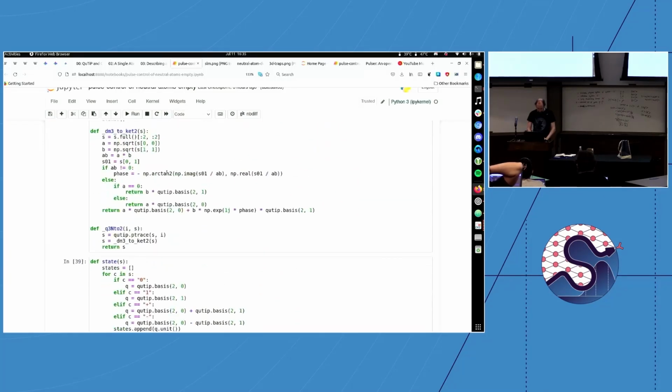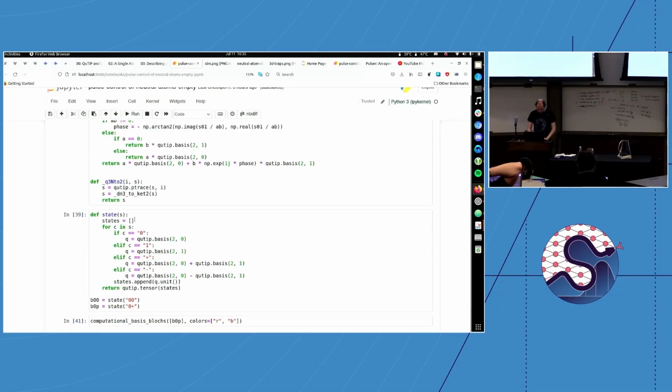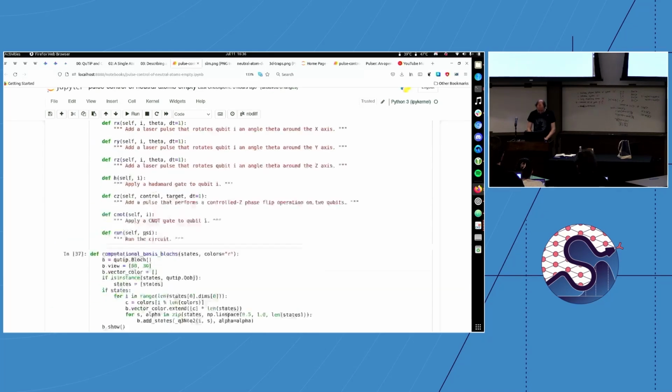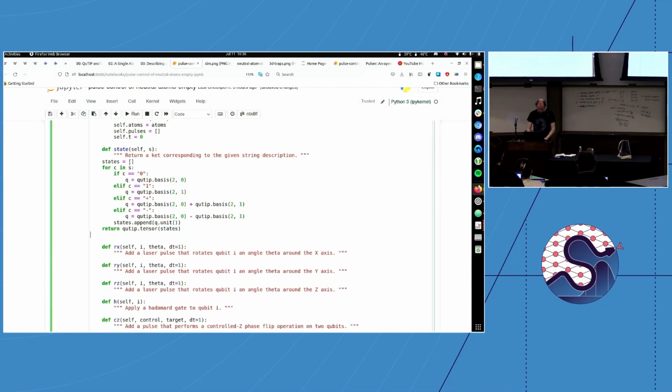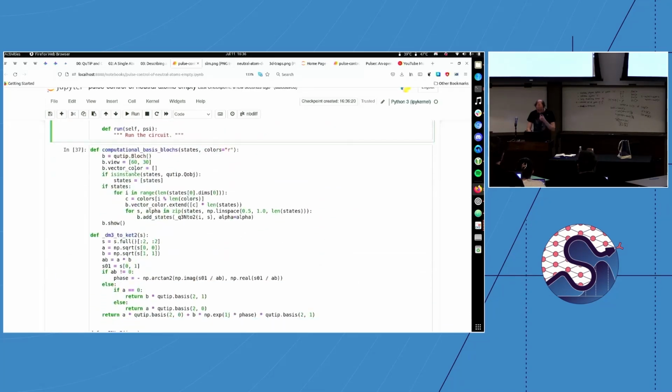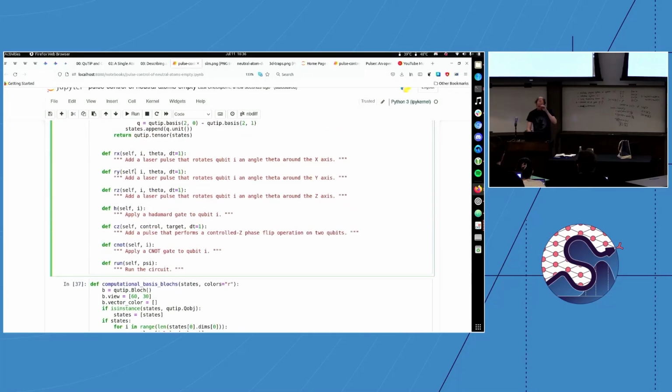Cool. Are people happy with the implementation of the states function? So maybe I can just cut that and plonk it into mine. Yeah. Awesome.